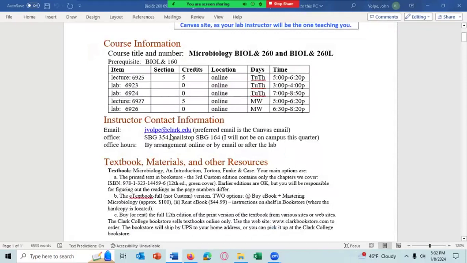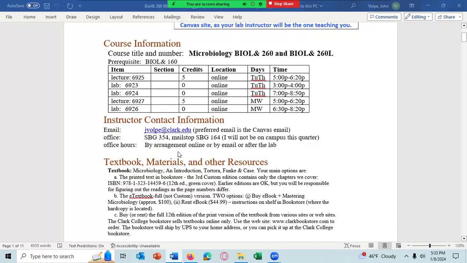If you send me email at jvolpe@clark.edu, I will eventually get it, but I get a lot of junk mail here, and so I'm not going to check this site more than twice a week. So if you want a quick answer, don't send it to jvolpe@clark.edu. Use the Canvas email. And I do have an office, but I'm not going to be coming into Clark because all my teaching is online this quarter.